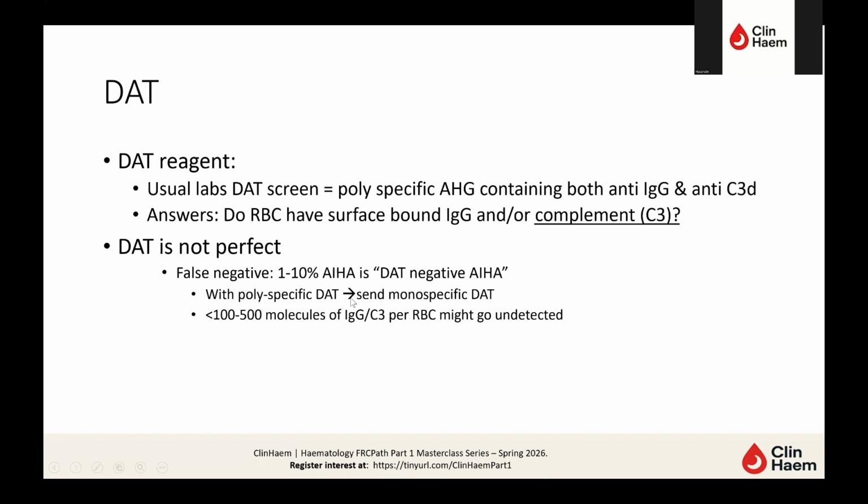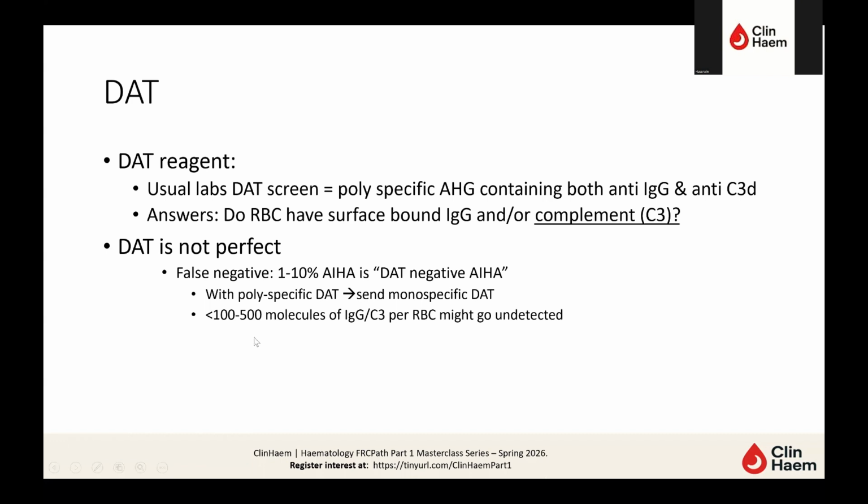So the trick is, you always send monospecific DATs. Monospecific DAT means this time the reagent will have antibody against a specific immunoglobulin subtype or a complement subtype. So that would be like 5 different reagents. The first reagent has antibodies only against IgG. Second has only against human IgA. Third has only against human IgM, and so on.